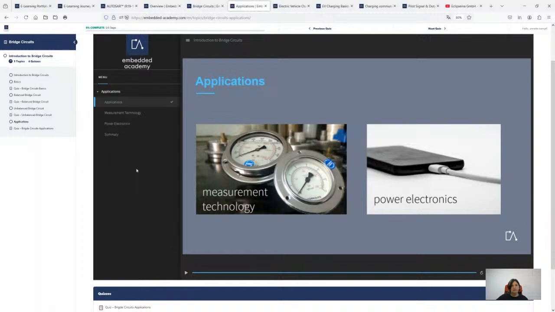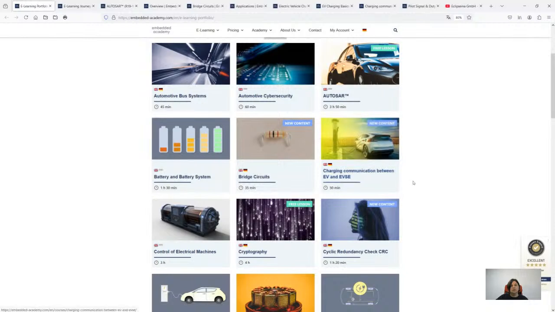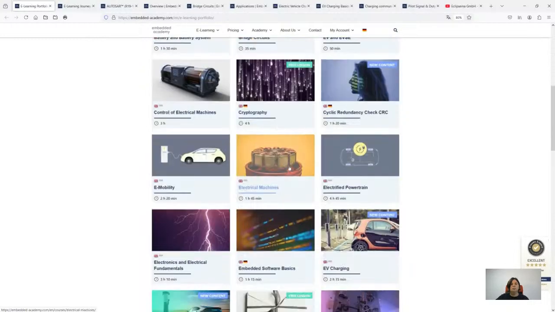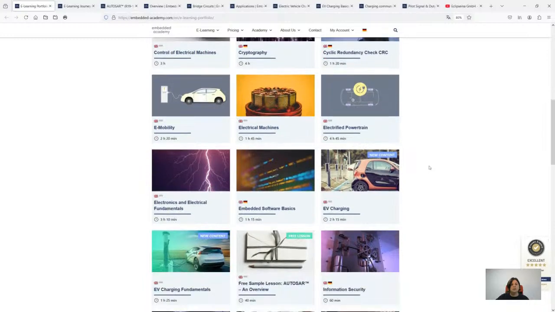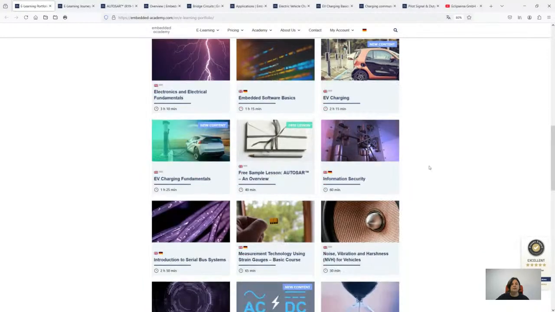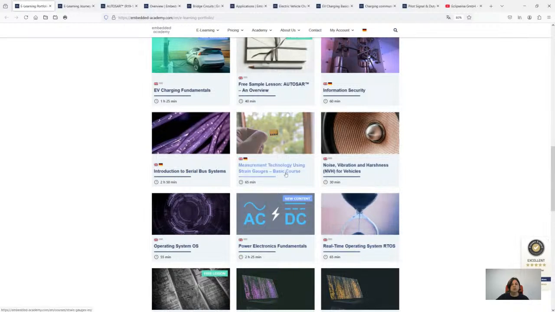I think this is enough information on bridge circuits. It's not a very complicated topic, but it's the basics you need in other areas. And if we look at some of the courses, you see that bridge circuits, like a basic understanding, is then needed to understand the deeper, more complex topics. And this especially is valid for the course on measurement technology, what we just heard, and power electronics fundamentals.